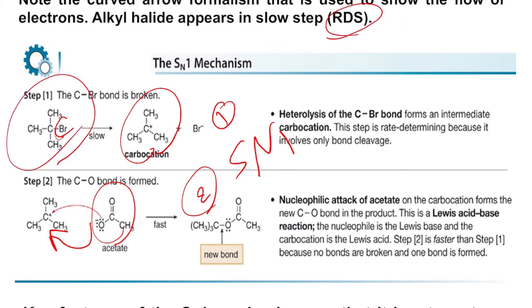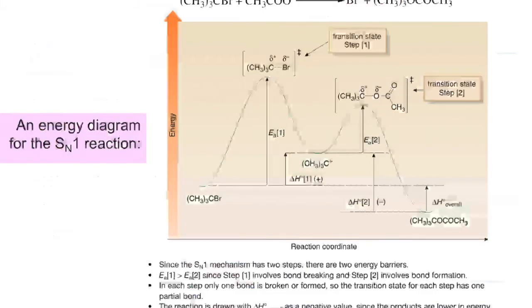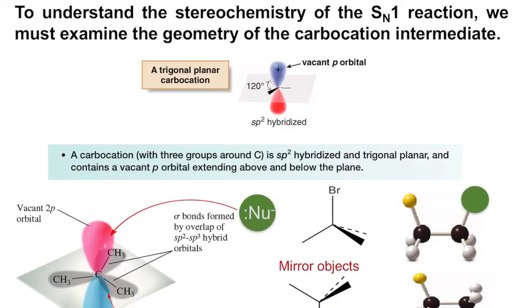In the rate determining step, one species will participate. In SN2, both of the species have an influence on the determination of the rate of the reaction. Their energy profile.